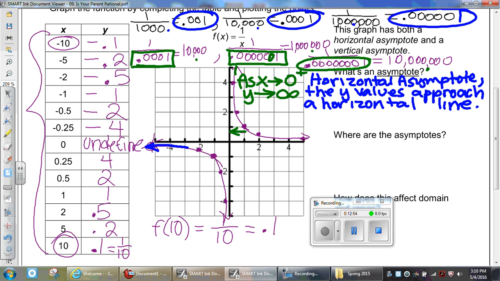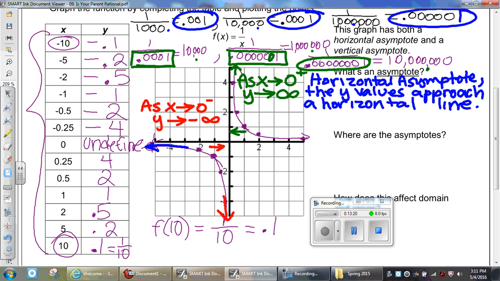Do you guys see this? They're going up to infinity. Now, let's see what will happen if I was to do the same, but approaching 0 from the left. Negative what? Negative infinity, yeah. So, as x approaches 0 from the left, the y values will approach negative infinity.